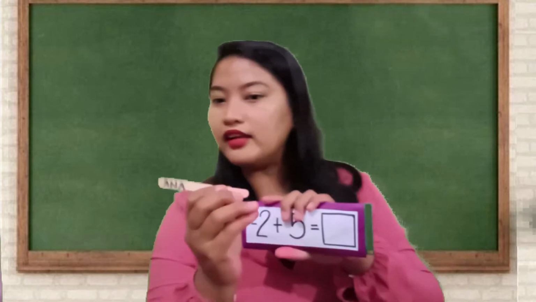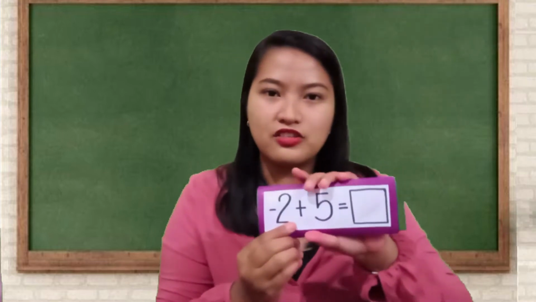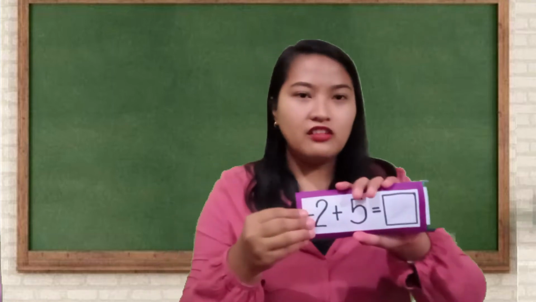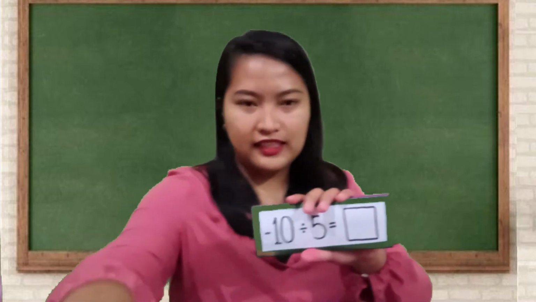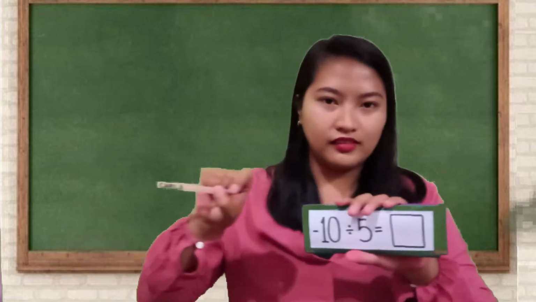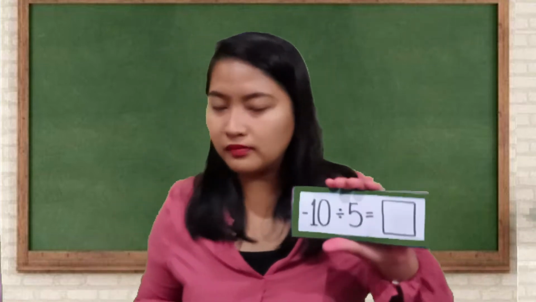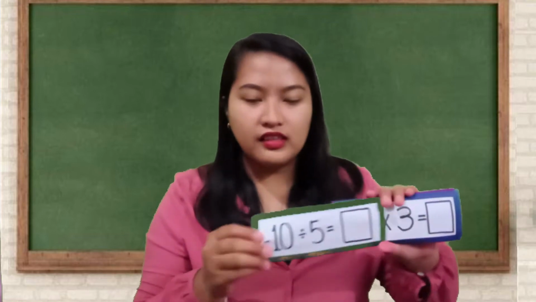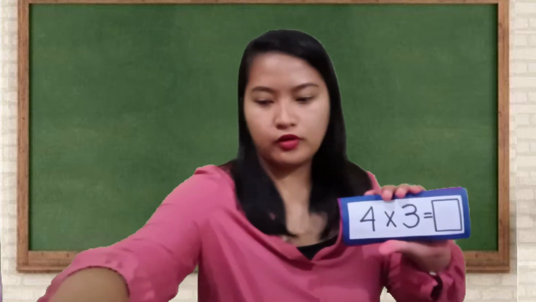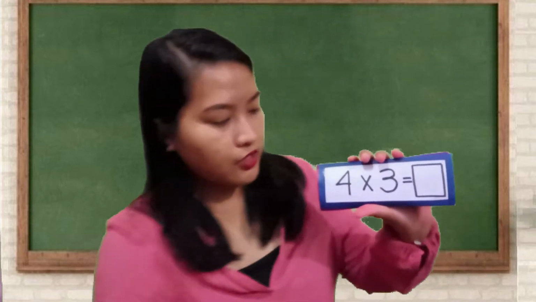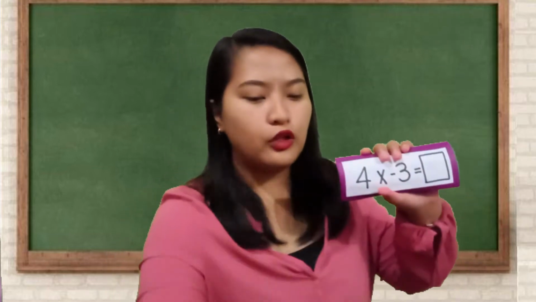Next, let me pick again. Okay, we have Anna. Can you tell us what is the answer of this integer? Very good. We have positive 3. Next, Carla. Carla, what is the answer for this integer problem? Very good. It is negative 2. Okay, let's have 3 more. Iya. Okay, Iya, what is 4 times 3? Correct. Positive 12 or 12.